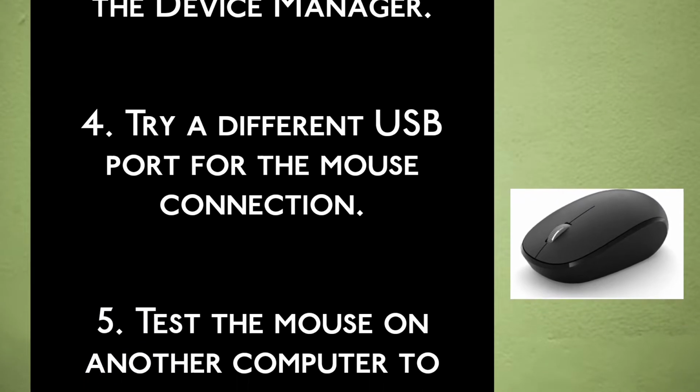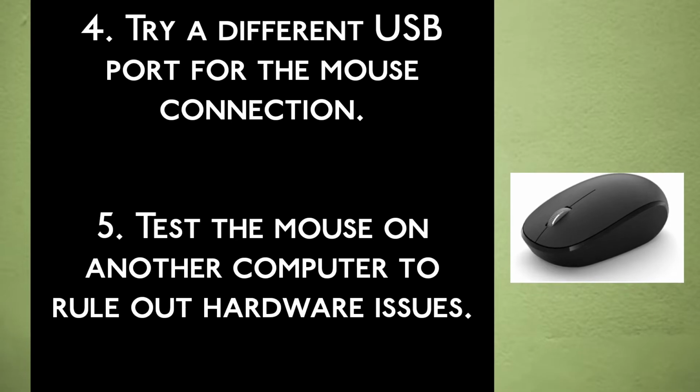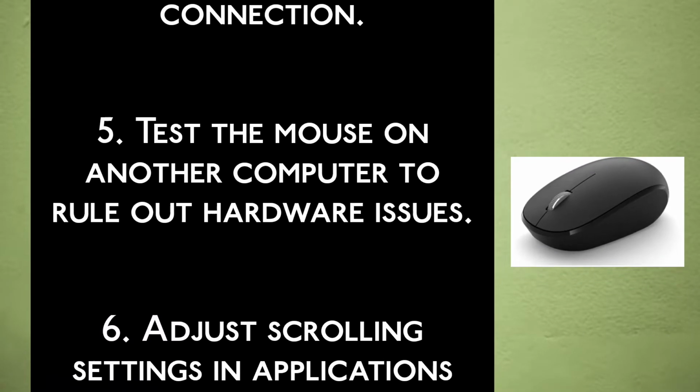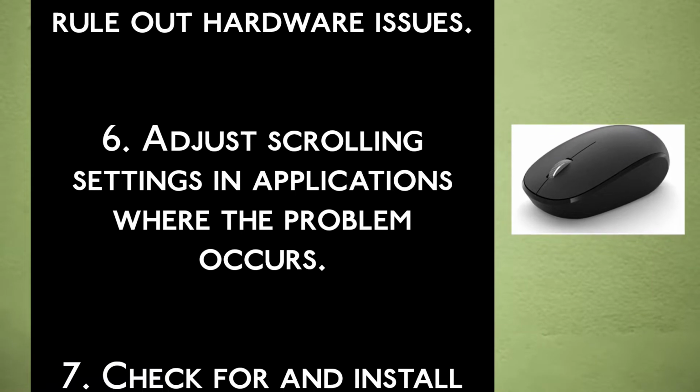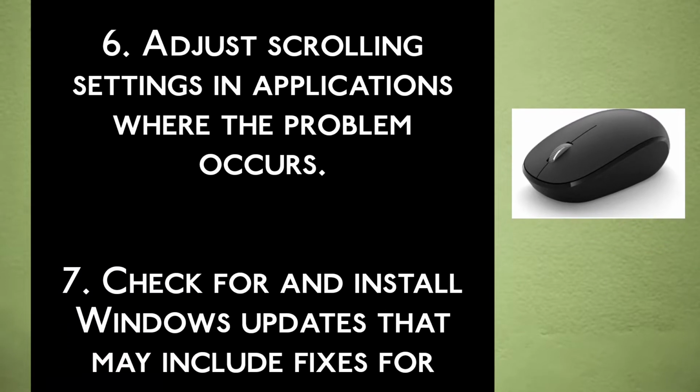Step 4. Try a different USB port for the mouse connection. Step 5. Test the mouse on another computer to rule out hardware issues. Step 6. Adjust scrolling settings in applications where the problem occurs.